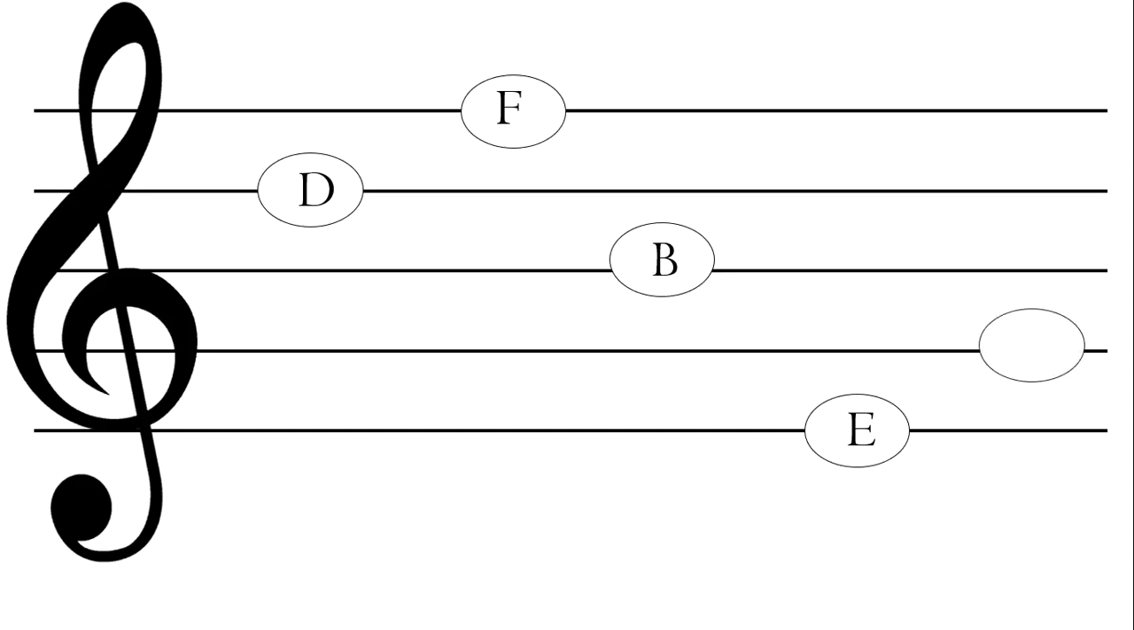E note. Coming to the fifth and the final question, which note is this? The second line note of the treble clef. I'm giving you 5 seconds again. That is the G note. Every good. So if you remember, the acronym is every good bird does fly.